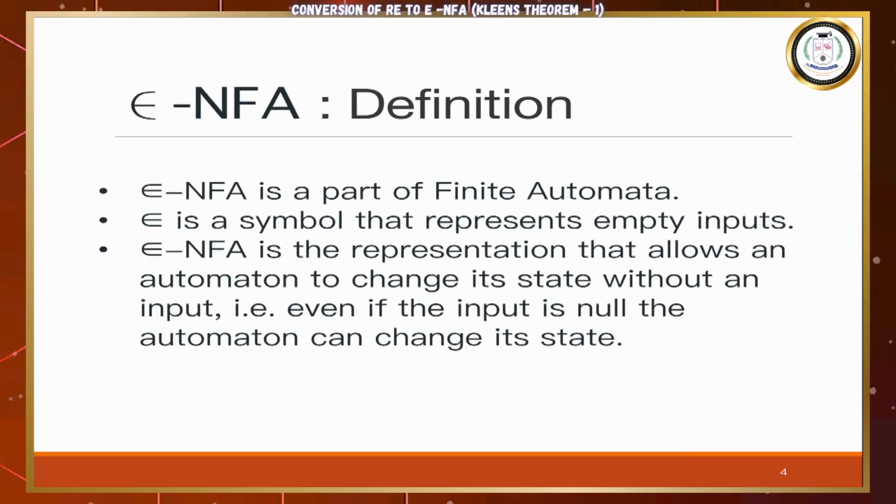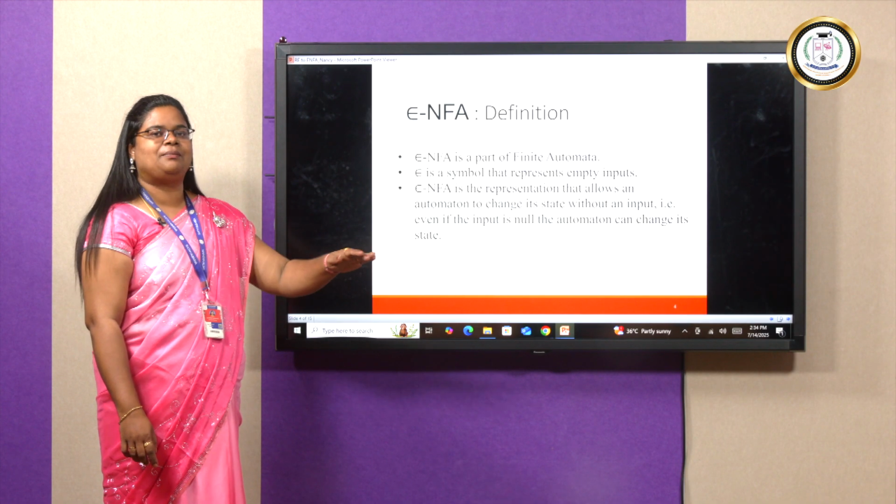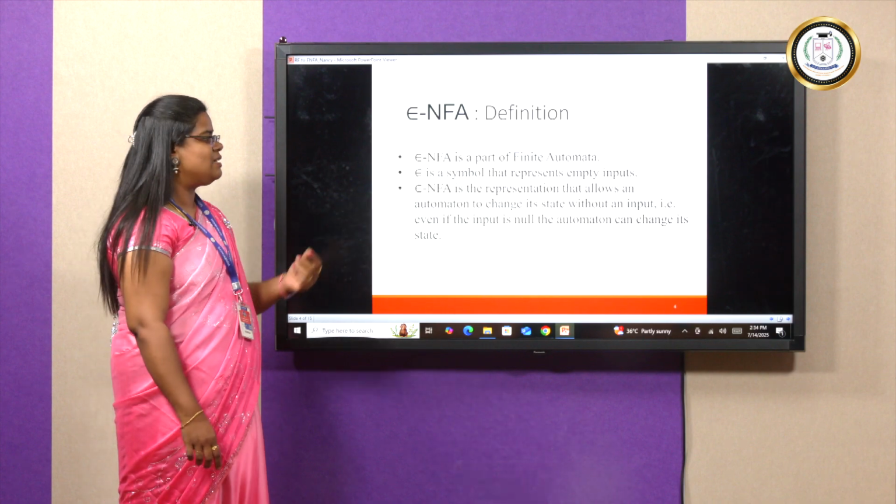Next we can see what is epsilon NFA. Epsilon NFA is a part of finite automata. This epsilon is the symbol we are using to indicate that it is epsilon NFA. If we are not having any transition but we want to pull with some transition, we can use the epsilon symbol.